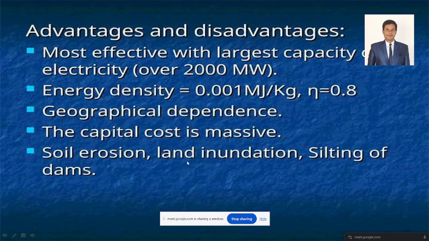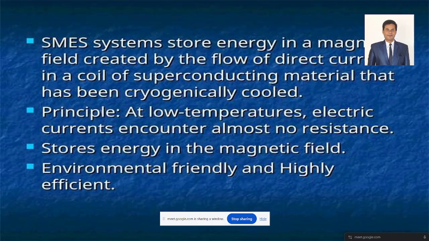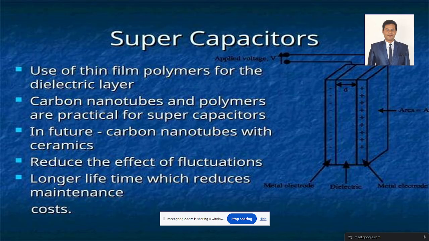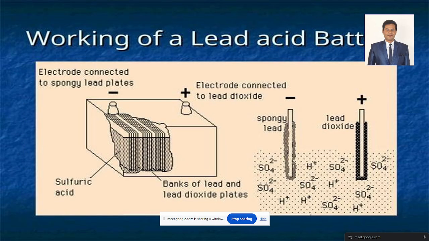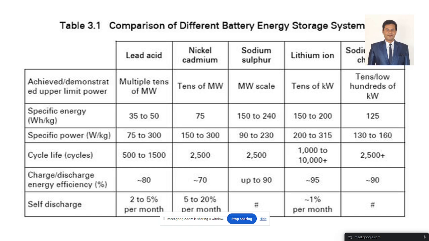You have to test the soils, then you have to go for purchasing the lands for that, right? So this is actually capacity we already discussed. And this is a comparison between the various battery energy storages: specific energy, specific power, life cycles. As I told, the life cycle of batteries, for lithium-ion batteries, may be 1000 to 10,000, right?